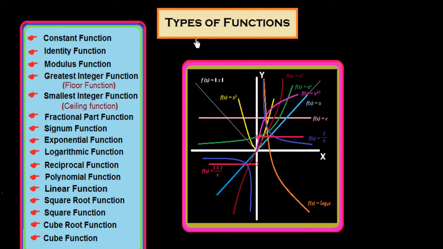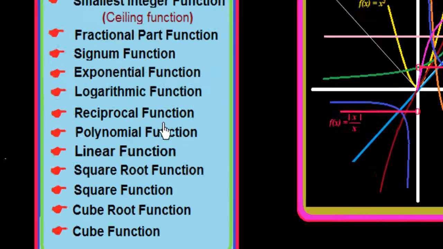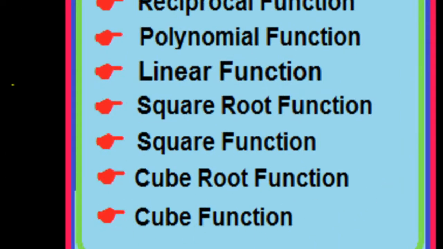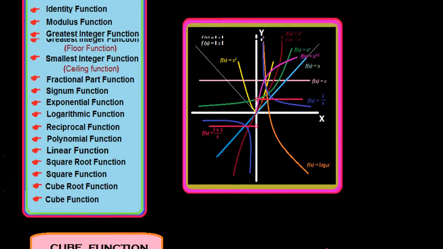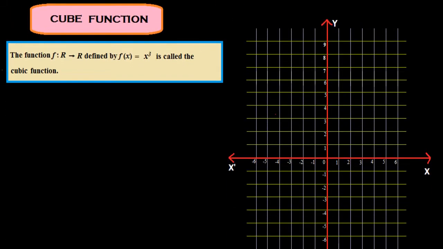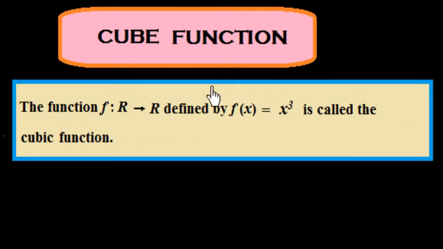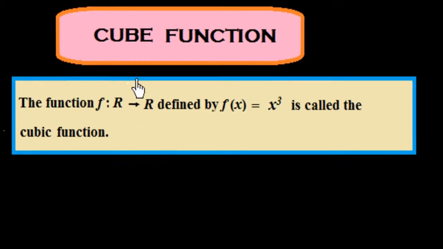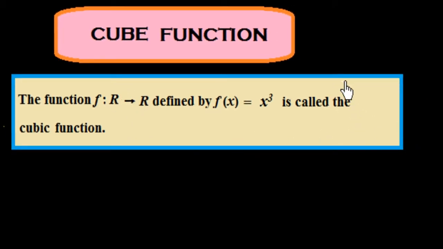Study about the types of function. In types of function we study about the cubic function. So let us explain what is cubic function. First I would like to define the function f: R to R defined by f of x is equal to x cube is called the cubic function.